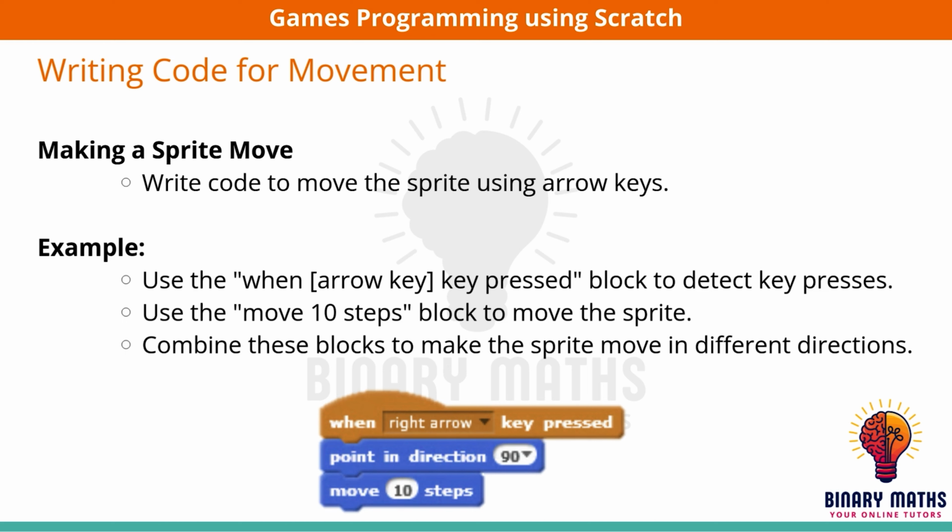For example, you can use the when up arrow key pressed block to move the sprite up and the when down arrow key pressed block to move it down. This way, you can control the sprite's movement using the arrow keys on your keyboard. Let's try it out and see how our sprite moves. Another example is using the when space key pressed block to make the sprite jump.